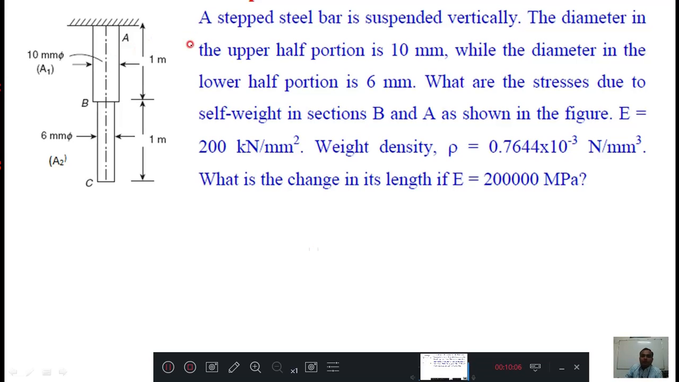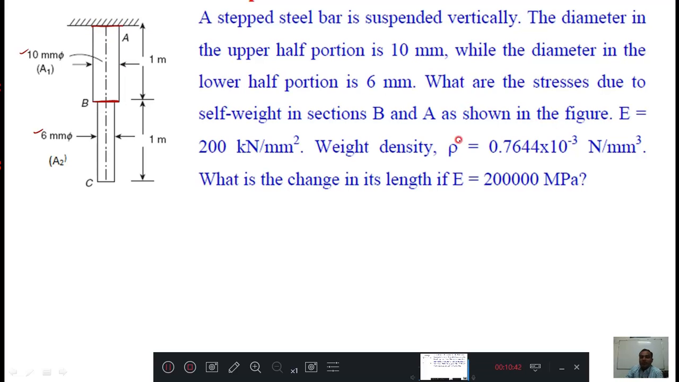The tapered not. It's a stepped steel bar suspended vertically. The diameter in the upper half portion is 10 mm. Yes, it is shown here. And the diameter in the lower half portion is 6 mm, shown here. What is the stress due to self weight in the section B? In the section B here, what is the stress due to self weight, they are asking, and at point A here how much it is they are asking.